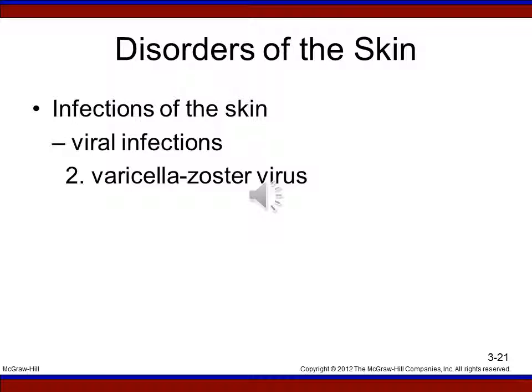I want you to understand shingles or herpes zoster is a condition that can lie dormant and can cause pain later on in life. A condition that can lay dormant is a varicella zoster virus. And that's shingles or herpes zoster. This virus is highly contagious. You want to take a look at shingles, take a look at figure 3.9 in your textbook.